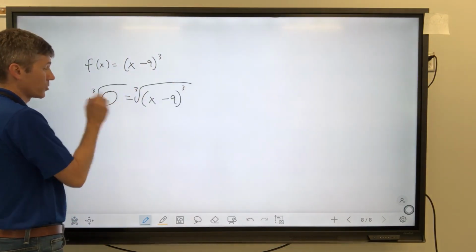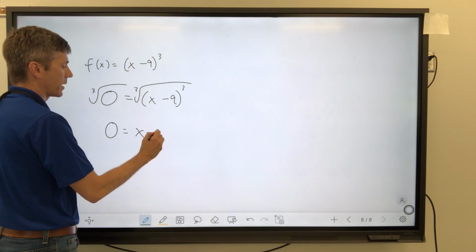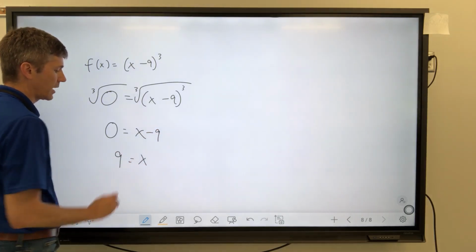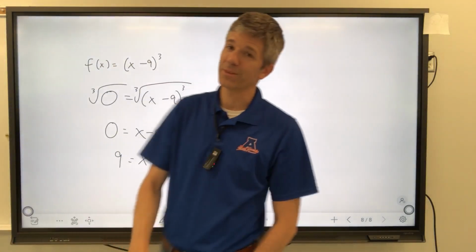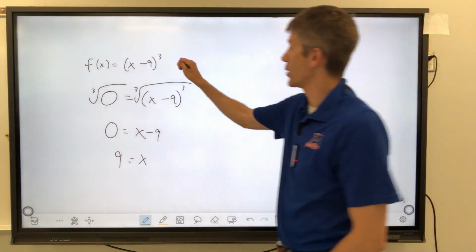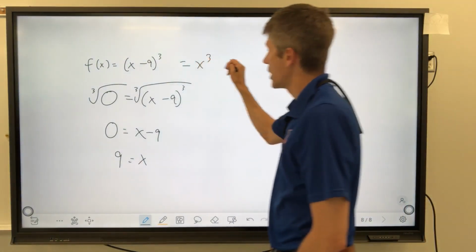I'm going to cube root. Cube root of 0 is 0. x minus 9 equals 0. x equals 9. But you know what? I'm supposed to have 3, right? Because a minute ago when we wrote this out, we had x cubed, and so on.